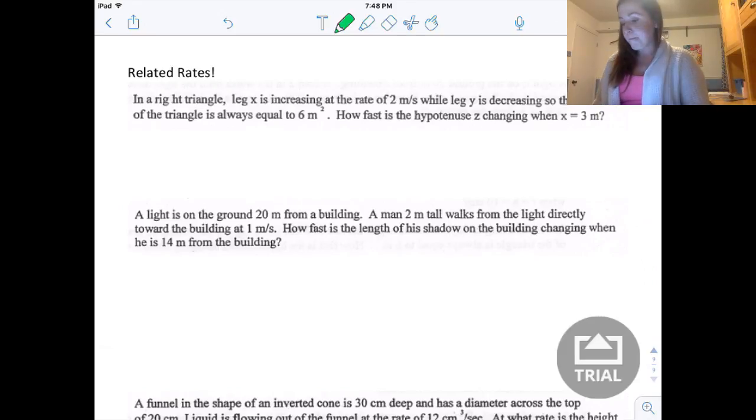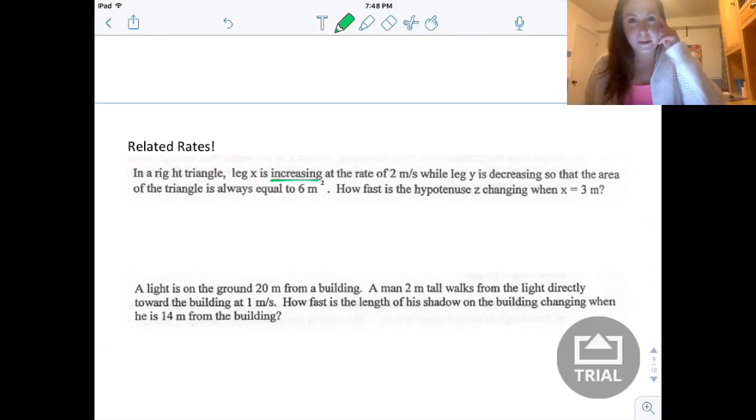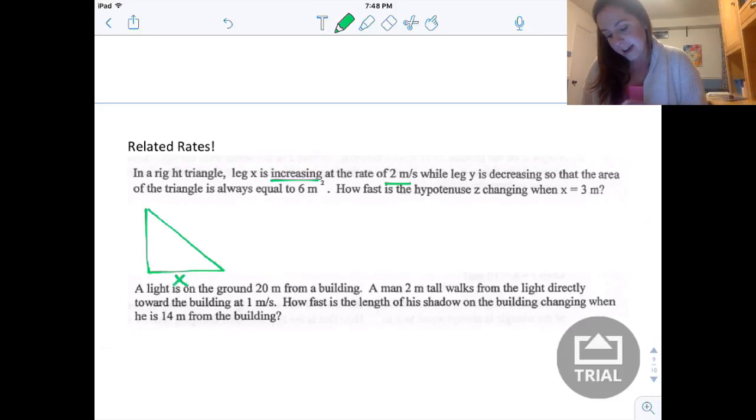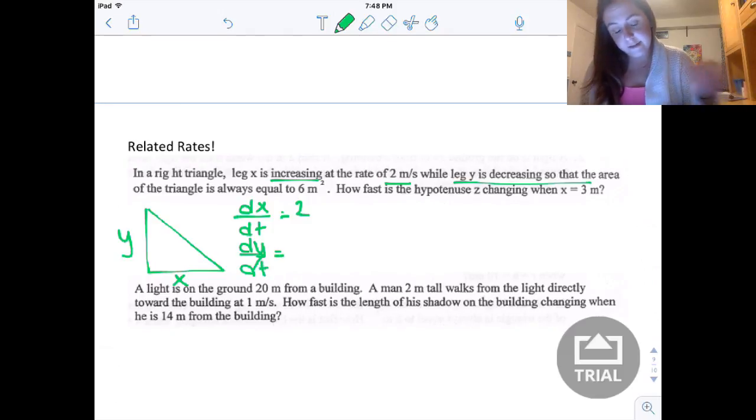Okay? All right. In a right triangle, leg X is increasing at a rate of 2 meters per second. Increasing makes me think positive, and 2 meters per second. They were even nice enough to give me names for these. That's X. We'll call that Y, right? So dx dt, they tell me is positive 2. Leg Y is decreasing. Okay, leg Y is decreasing. So if leg Y is decreasing, excuse me, then dy dt is negative something. We don't know what. But we know that the area of the triangle is always equal to 6 meters squared.